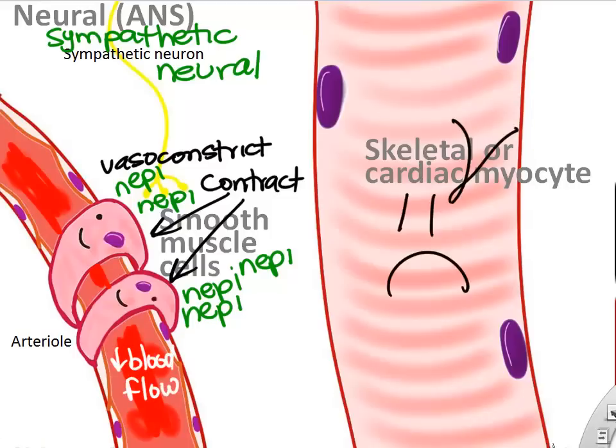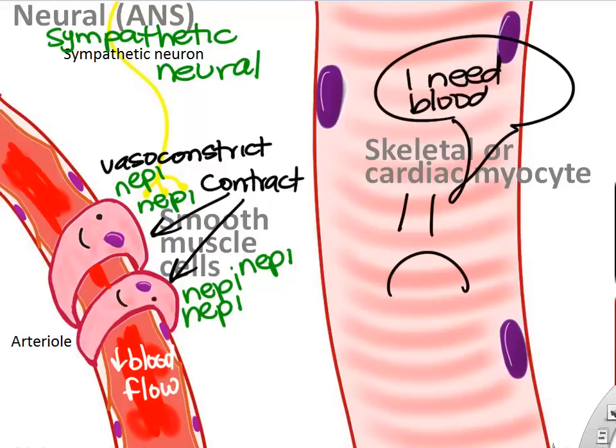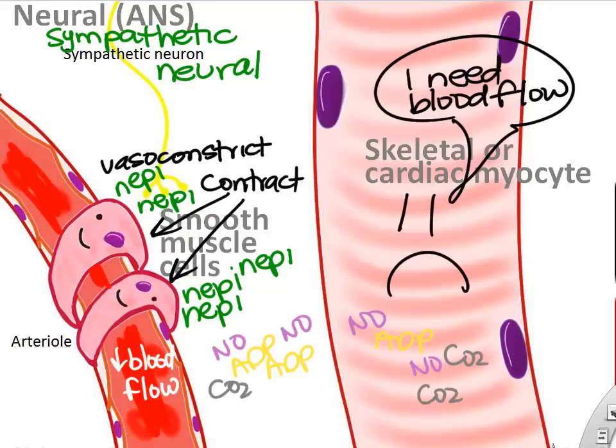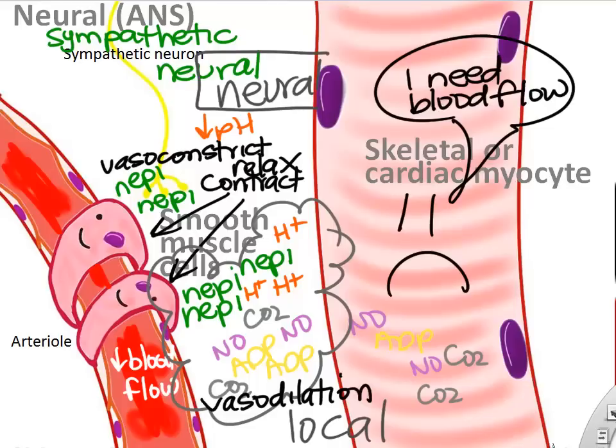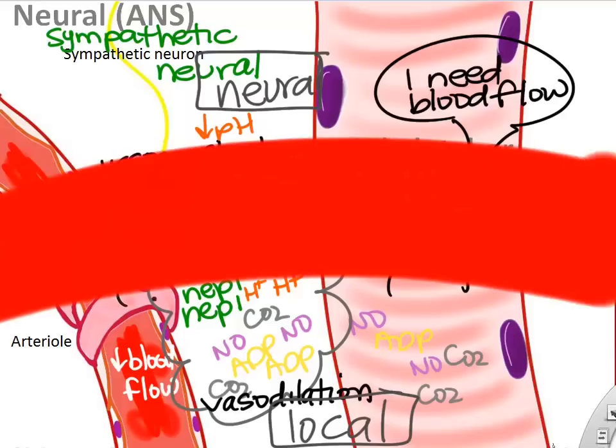But what if your little skeletal muscle's exercising and it needs more blood flow? Well, luckily it can release all those local chemicals, ADP, nitric oxide, hydrogen ions, CO2, so the hydrogen might decrease the pH. Well, those local chemicals and those local signals would cause that same arterial smooth muscle cell to relax and cause vasodilation. So in this case, it's a balance between the local signals and the neural signals.